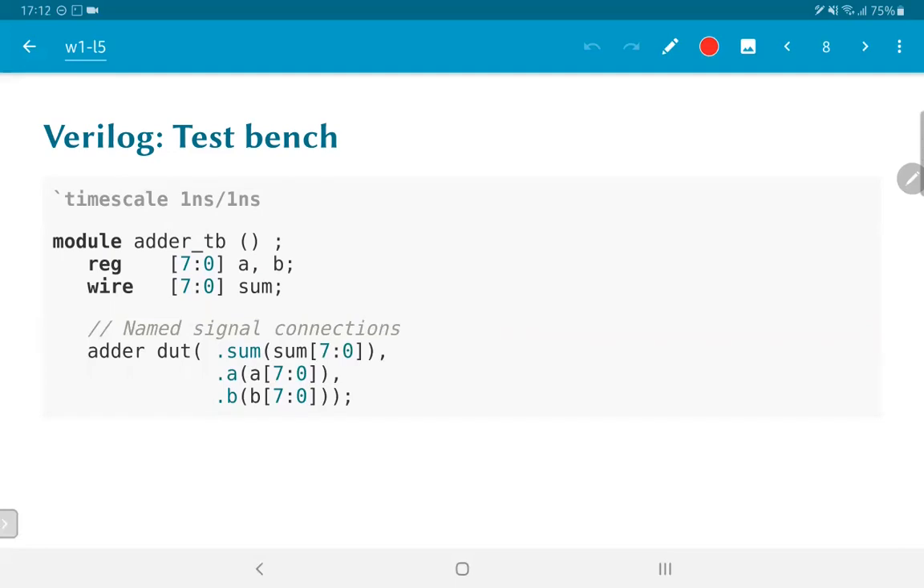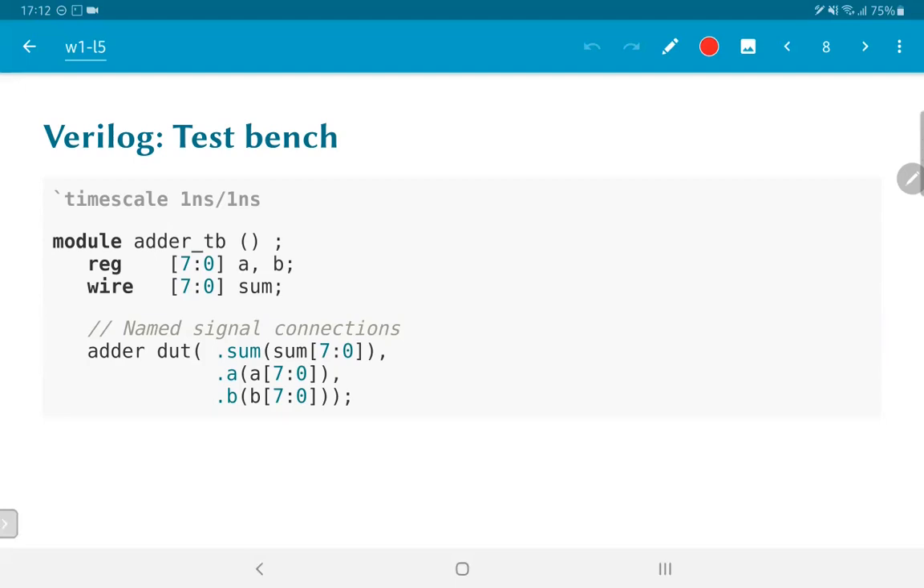What you will notice is that there is the named signal connection where I give .sum of sum, .a of a, .b of b and so on, which makes it very clear which particular signal is getting mapped to which input port of the adder. So you don't need to worry about the order in which the ports have been declared while writing the original module code. You make sure that each input is uniquely mapped.